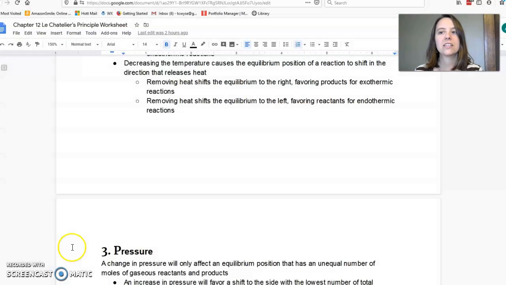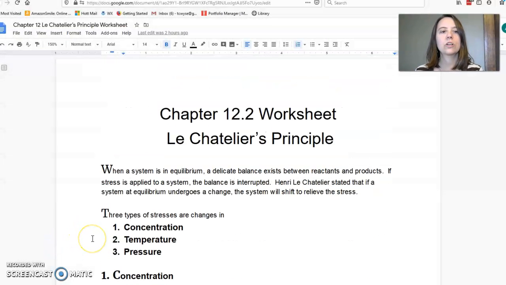This is Chemistry, Chapter 12 on reaction rates and equilibrium, and we're in Section 12.2, Part 6 on chemical equilibrium. Today we're going to be going over a worksheet on Le Chatelier's principle. We'll go over the worksheet together, work through some examples, and also do some highlighting.